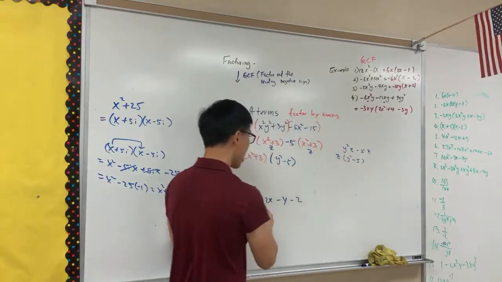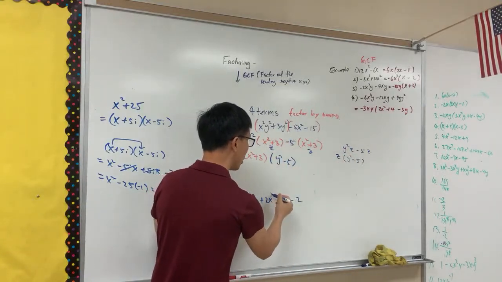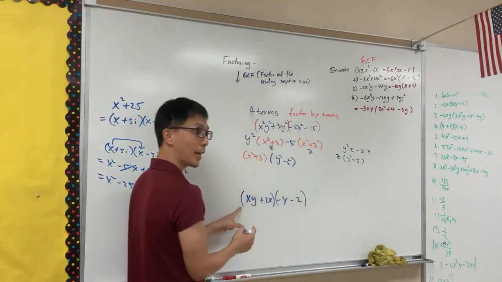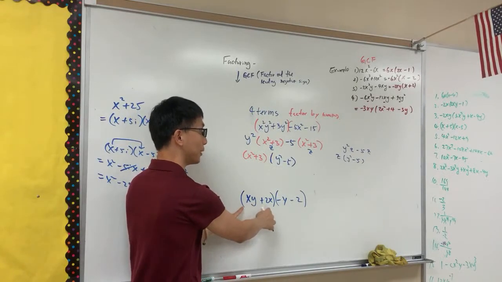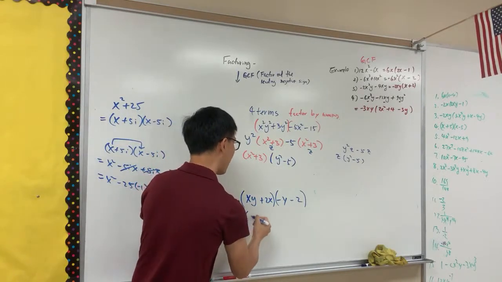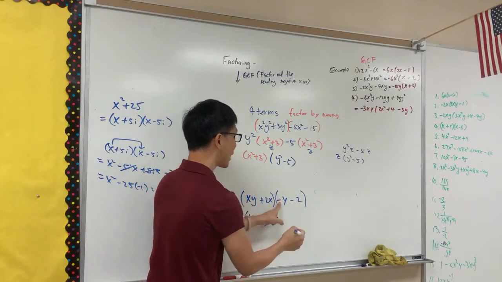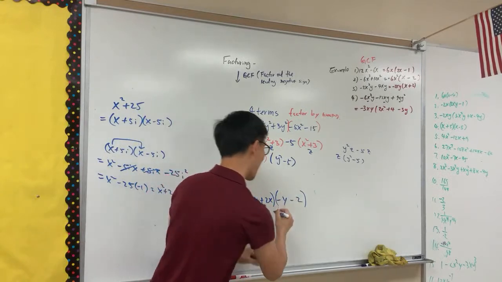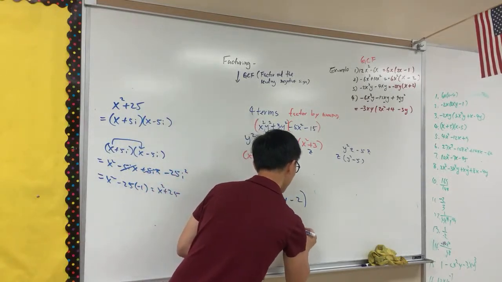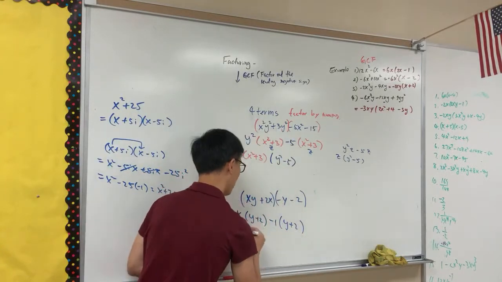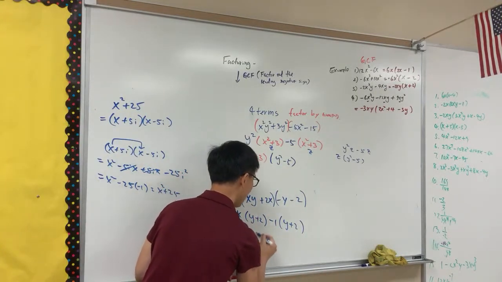Okay? Now, hold on, before you go, look at this. What can I factor out here? x. What do you have left? What can I factor out here? Negative 1, good. And then y plus 2. Are we done yet? No. y plus 2 times x minus 1.